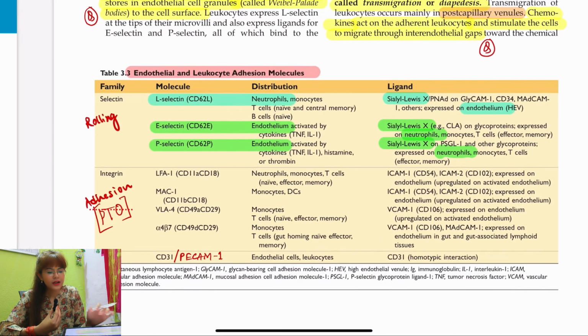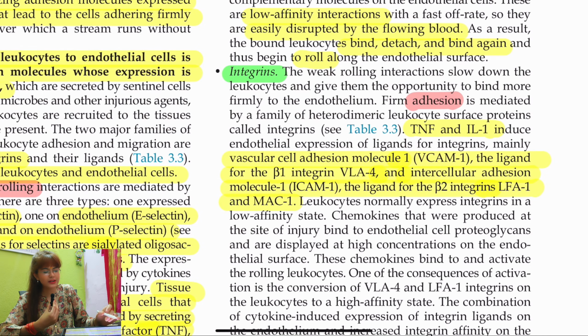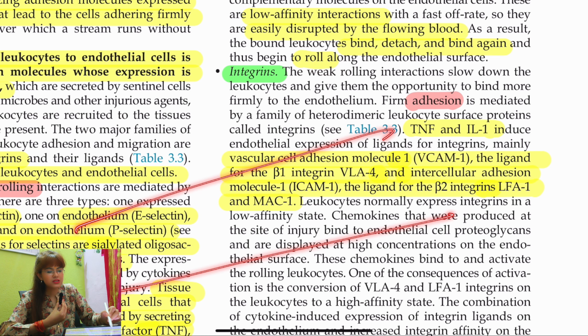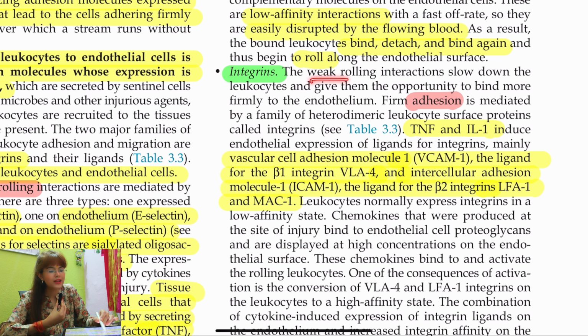Now, coming to the integrins is a much more difficult part to understand. Once they are rolling, they will bind, detach, and bind again. So if this is the lumen, then these cells will bind, detach, bind, and detach again. This is rolling. But then what is integrin? Integrin means they will completely fix themselves to the endothelium. So these weak rolling interactions now give them the opportunity to firmly adhere to the endothelium, and this firm adhesion is mediated by the integrins.